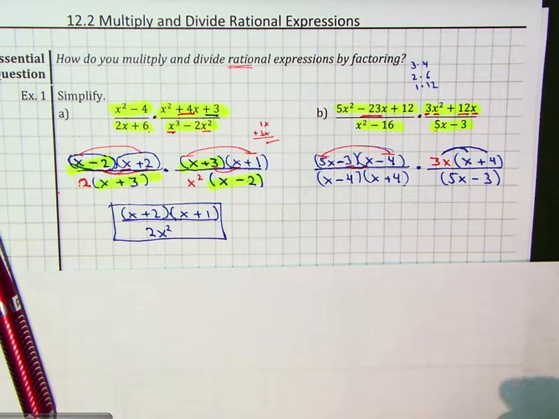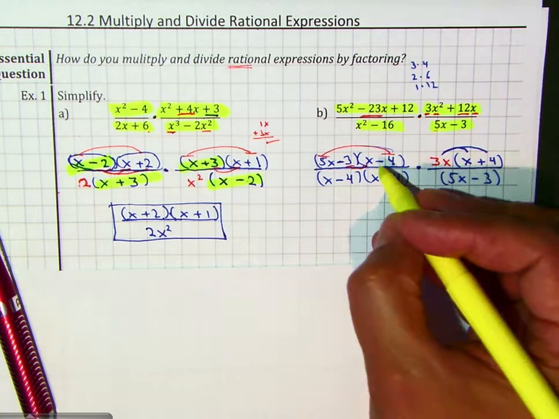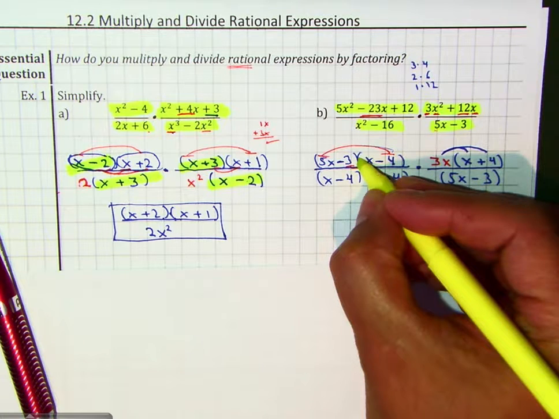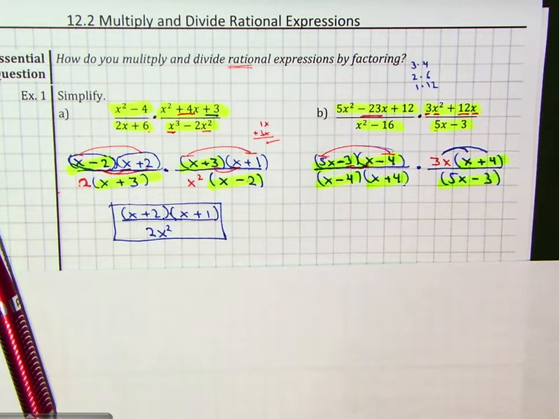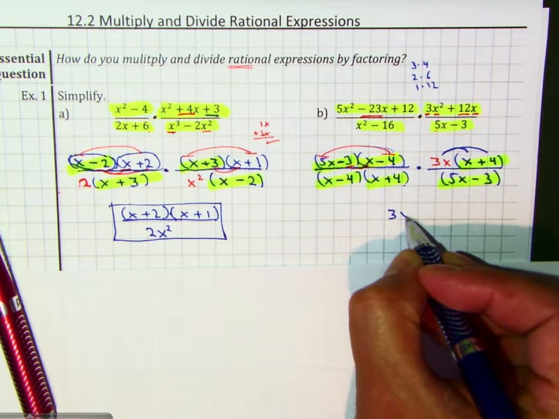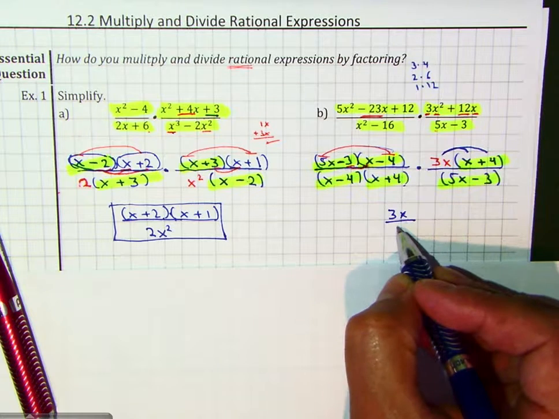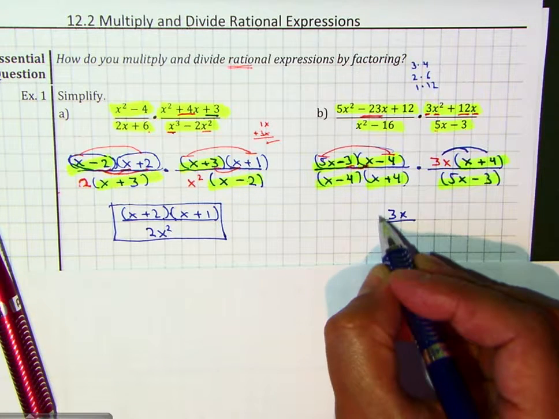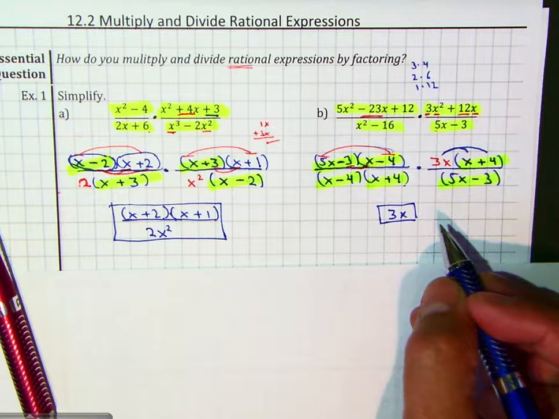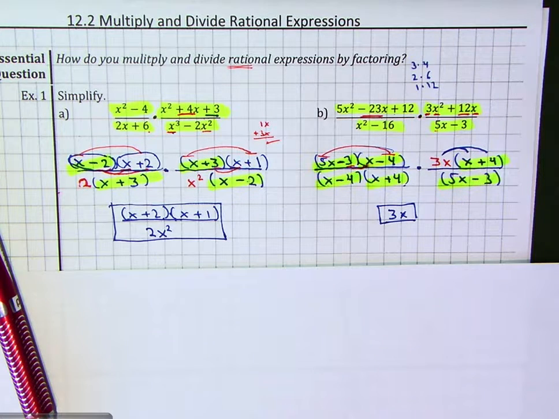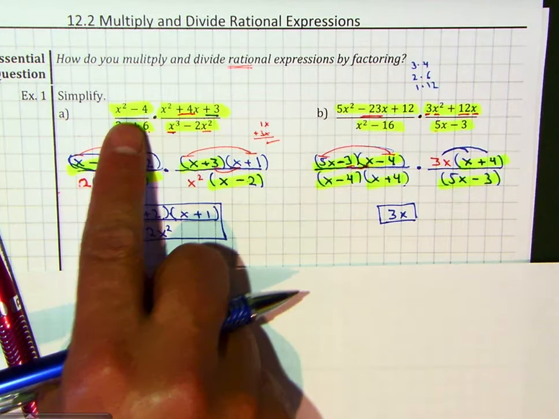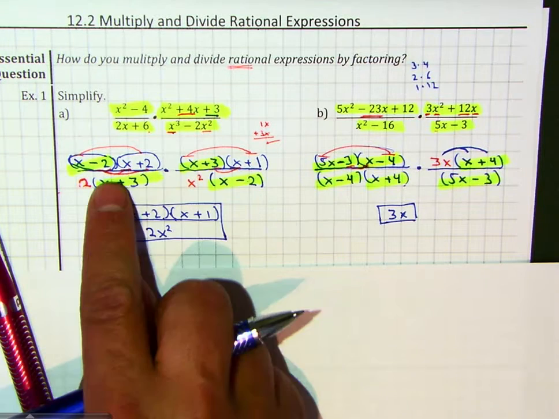So what can I cancel out? Let's see, my x minus 4 is gone. So the only thing that's left is a 3x. There's nothing on the denominator, so we can place a 1 underneath, but we don't need it, so therefore our answer is only 3x. So the main concept of this is that if you're comfortable factoring, this should be an easy process.